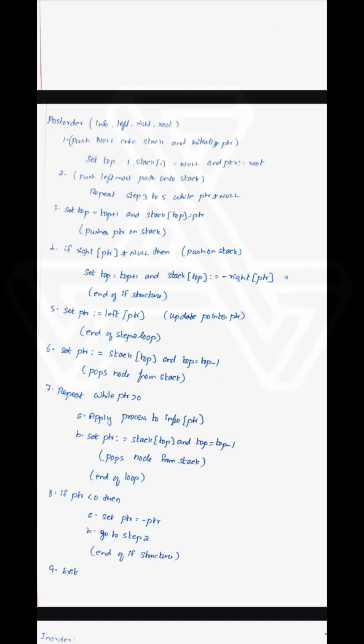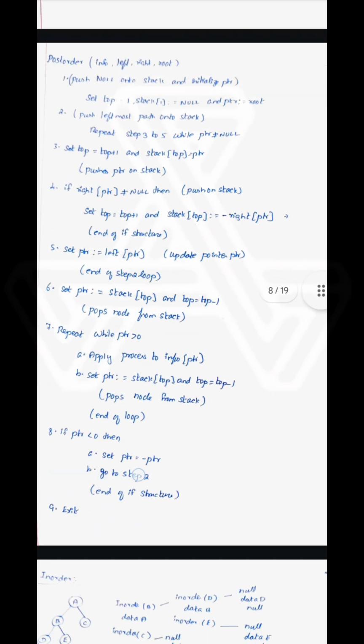Postorder will be info, left, right, root. Push null onto the stack and initialize PTR. Then set top equals to 1. Stack of 1 equal to null. Then PTR equals to root. Push leftmost path onto the stack. Repeat step 3 to step 5 until PTR is equal to null.